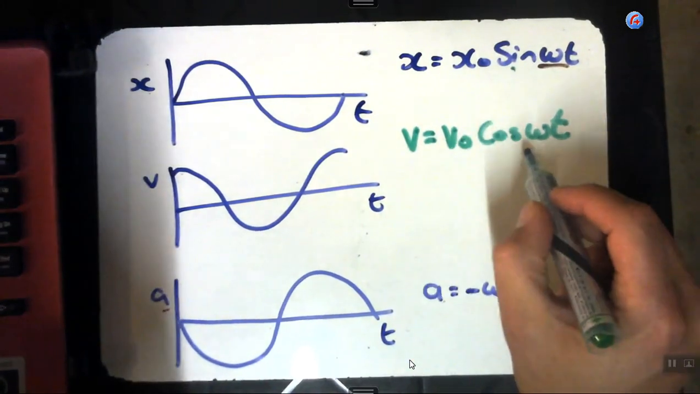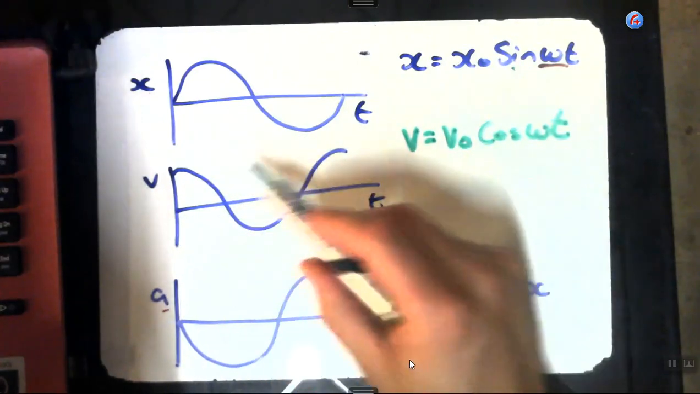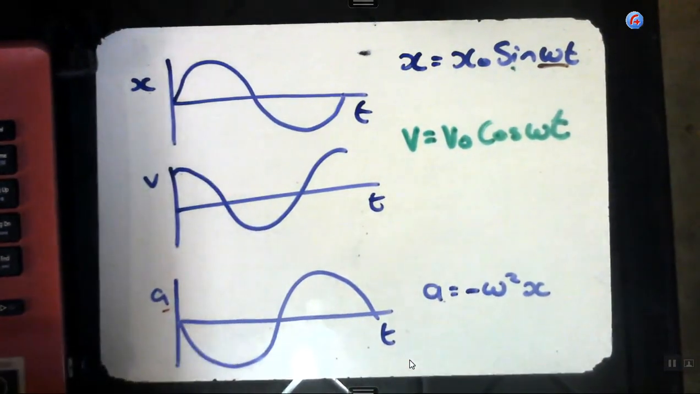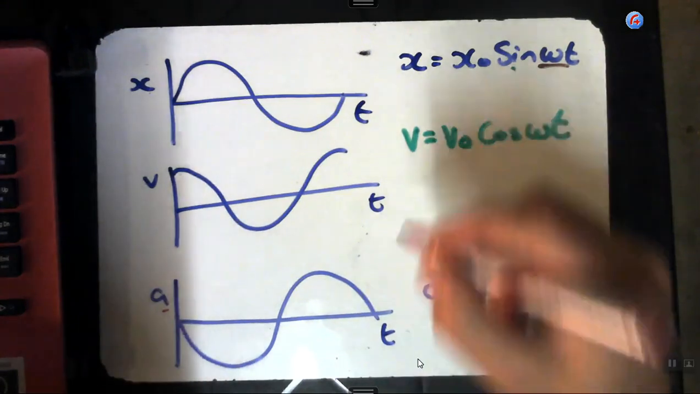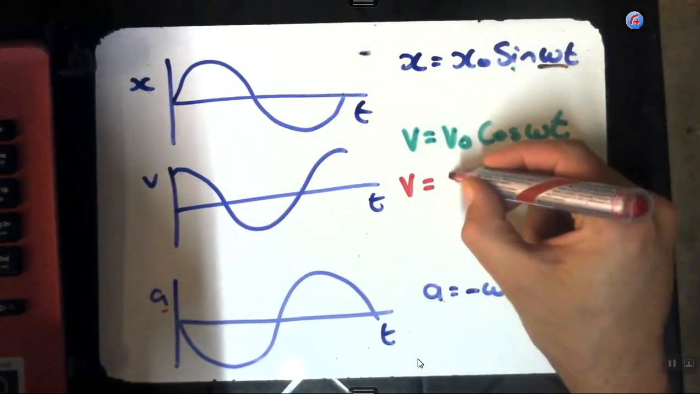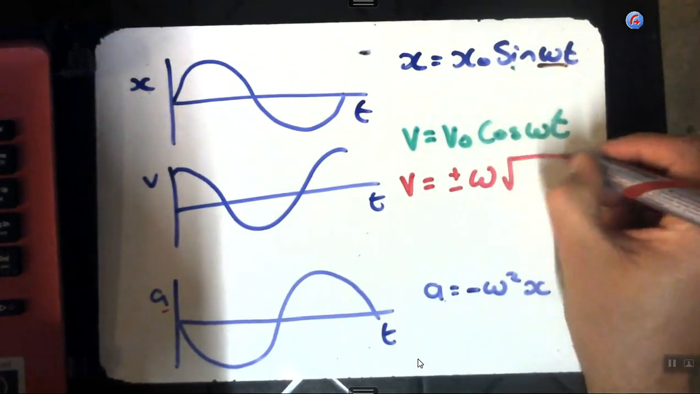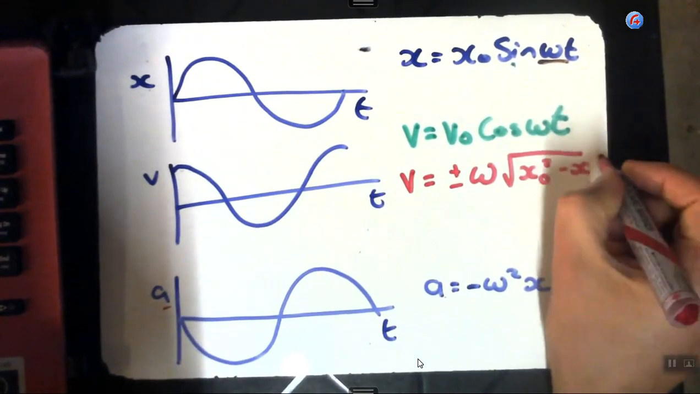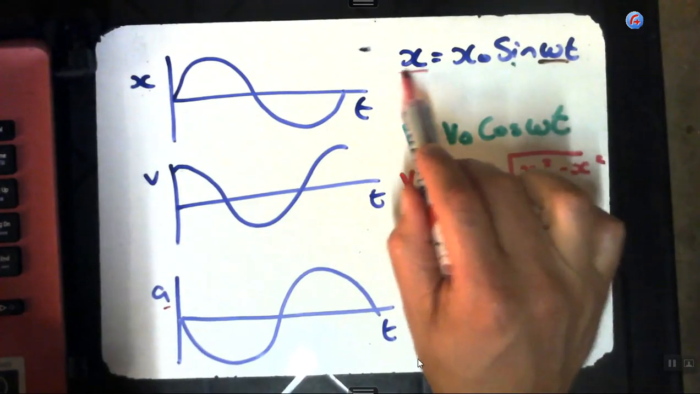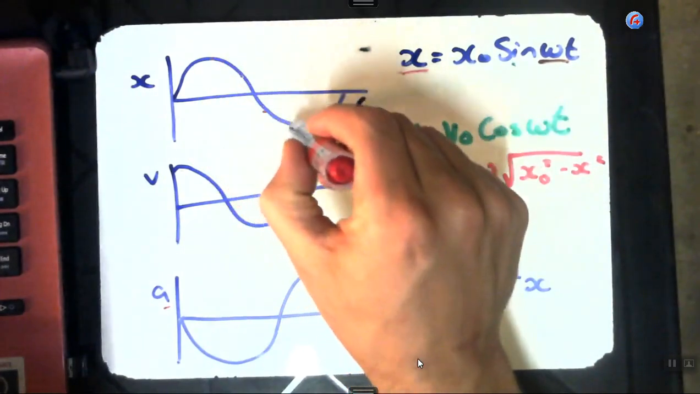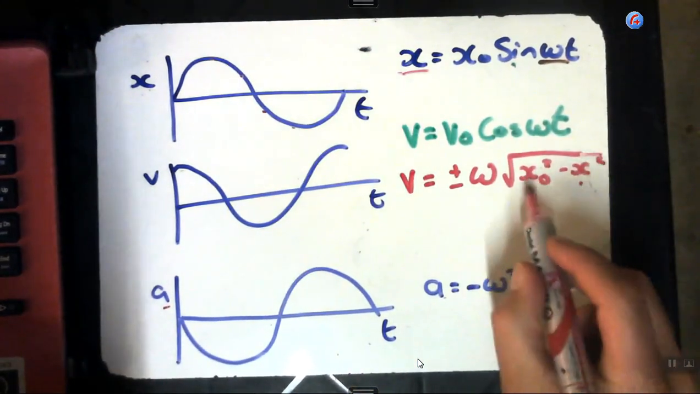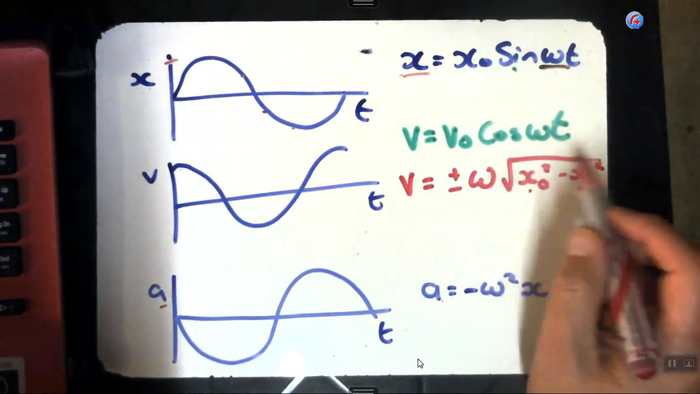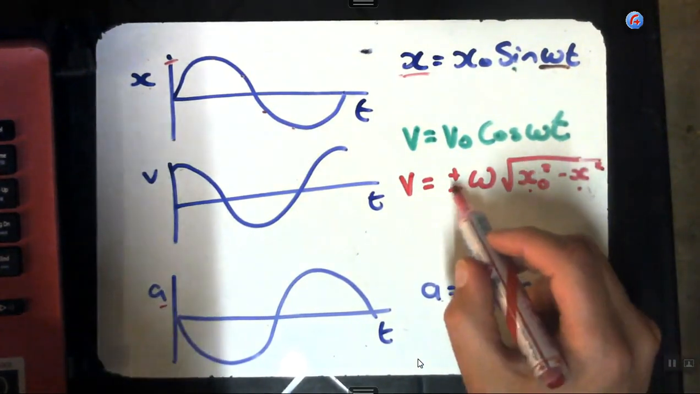This equation is what I use if I have the velocity time graph and I don't have any values of the displacement. But in terms of displacement, we can also calculate the velocity. So we can say v is equal to plus or minus omega times the square root of x0 squared minus x squared. So the displacement at any given time, squared, is subtracted from the maximum displacement squared, then square rooted and multiplied by the angular frequency, and that gives us our velocity.